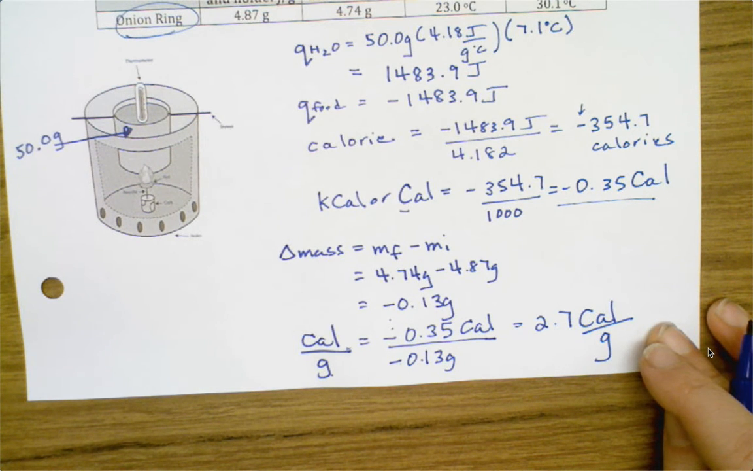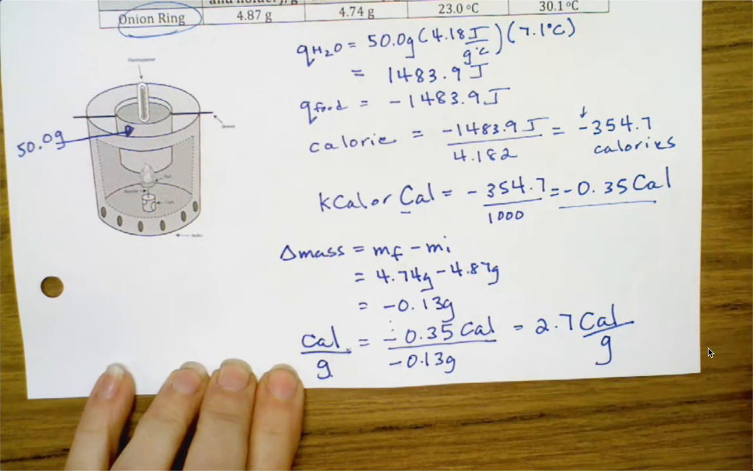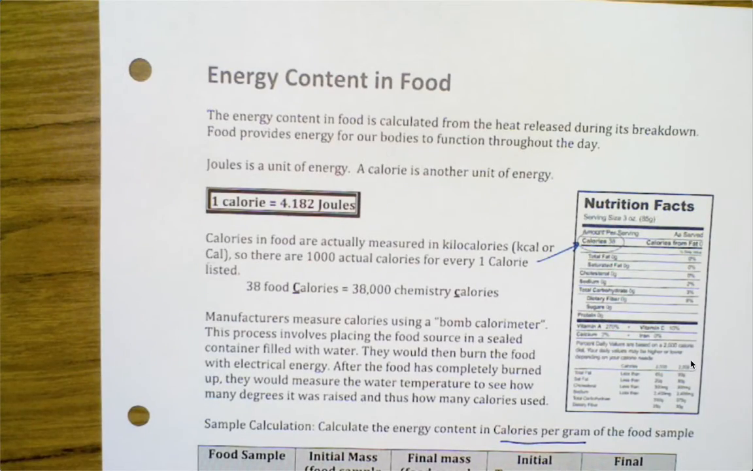So that is how you figure out how many calories per gram or kilocalories per gram of a food item. When you are comparing both of your food items, you have to get both units down into calories per gram in order to do a direct comparison. Hope that helps, and good luck with your lab.